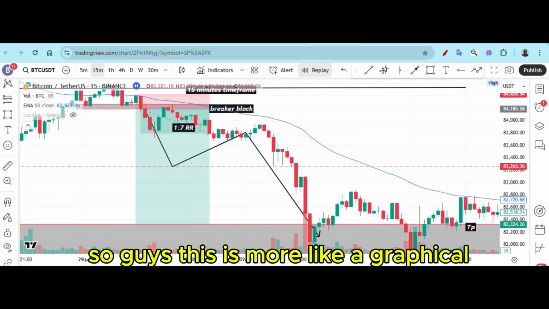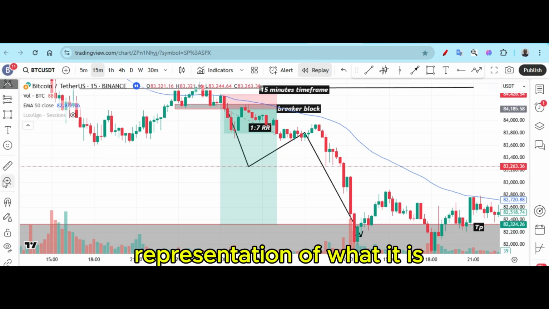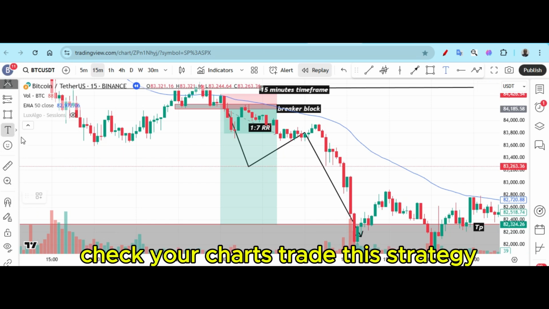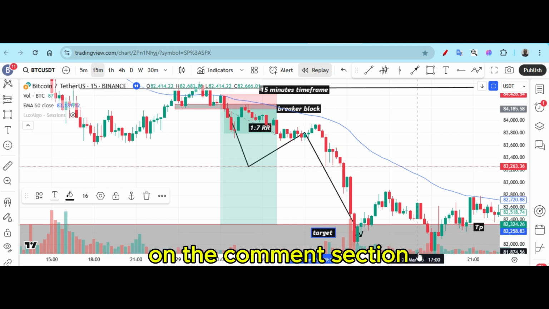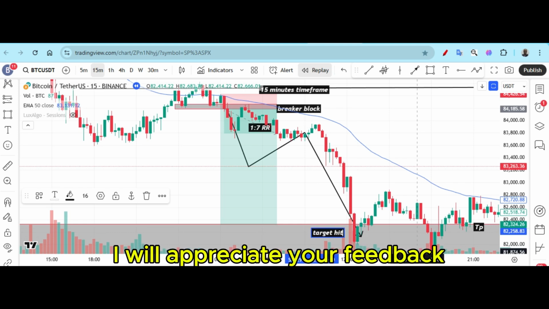So guys, this is more like a graphical representation of what it is. Check your charts, trade this strategy, and tell me how you feel about it in the comment section. I will appreciate your feedback.